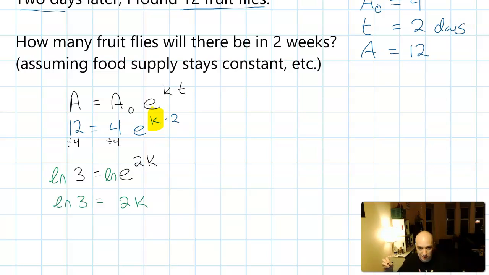So we've now put this in log form. We're almost solved for k. All we have to do is divide by 2. So we get that k is equal to natural log of 3 divided by 2.